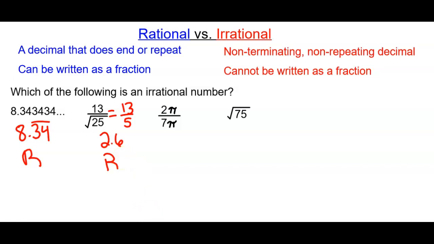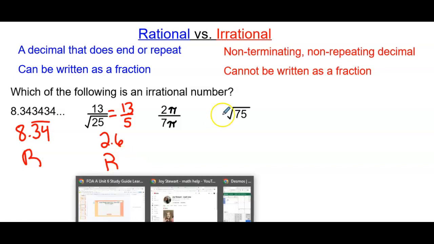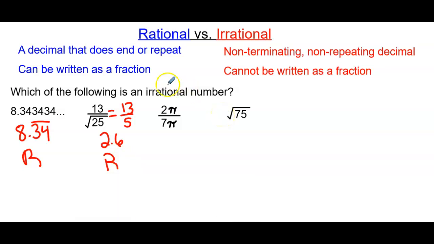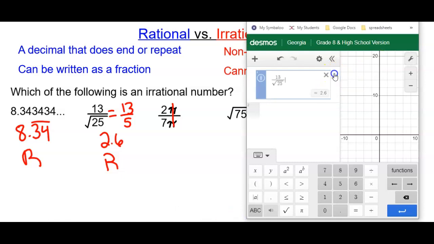Now 2 pi over 7 pi. If you know a little bit about dividing, you know that those pi's are going to cancel, because anytime you divide the top and the bottom by the same thing, it cancels. But even if you don't remember that, you can type it in exactly how it looks. 2 pi divided by 7 pi.